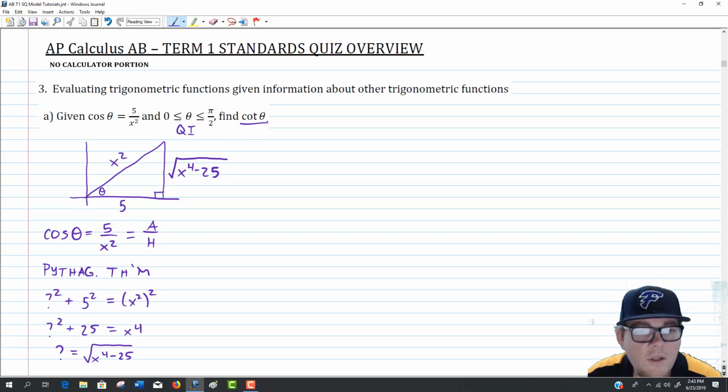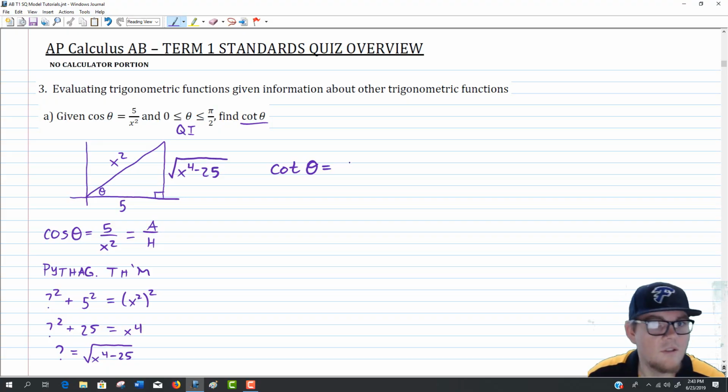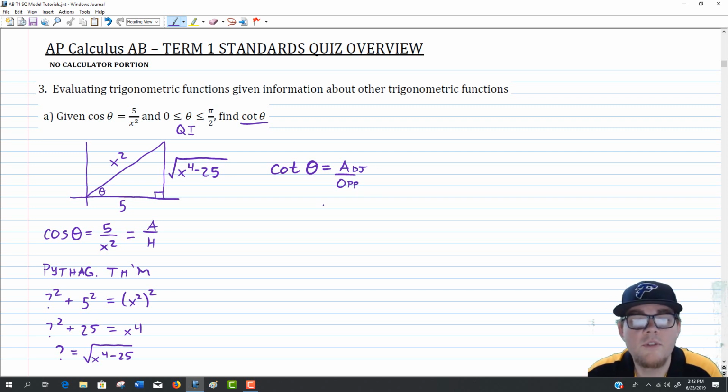What we do need to figure out, though, is what is cotangent of theta. That was the focus and the focal point of this entire question. So cotangent of theta, as we mentioned earlier, is the reciprocal of tangent, and since tangent is opposite over adjacent, cotangent is going to be adjacent over opposite. So to answer this question, we need to know what the adjacent and opposite are for our particular angle.